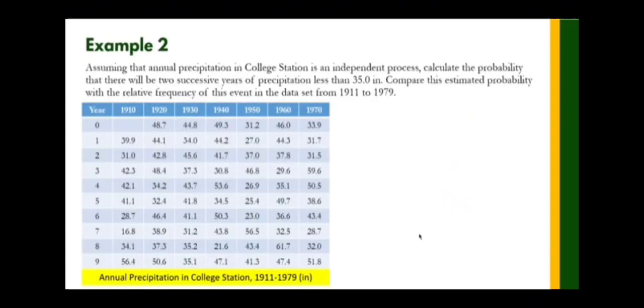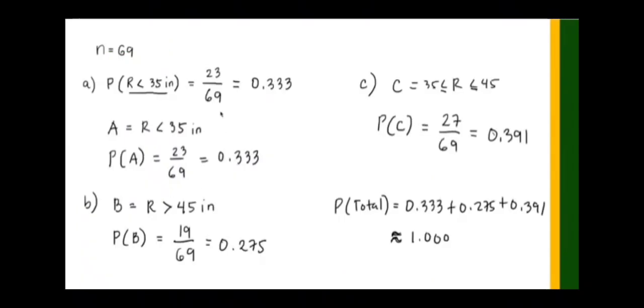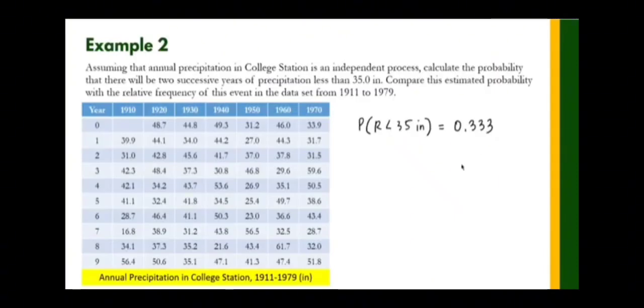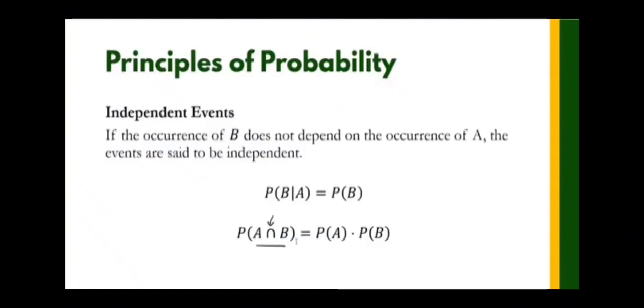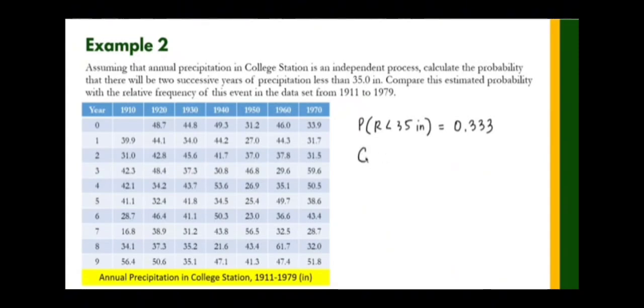For our example number 2, we are asked to compare the estimated probability with the relative frequency. In the problem, remember that these are independent processes: 2 successive years of precipitation less than 35 inches. From our previous example, the probability that the rainfall is less than 35 inches is equal to 0.33, which we got in our previous solution. If event D is 2 successive years of precipitation less than 35, then using the principle of probability, given that the 2 events are independent, we just need to multiply the probabilities.